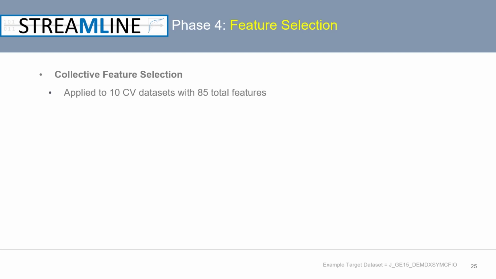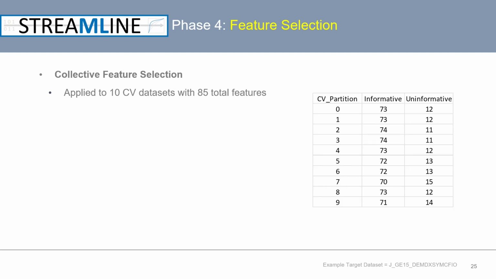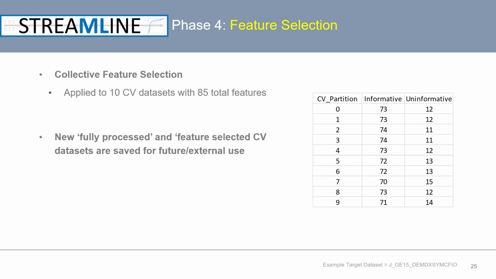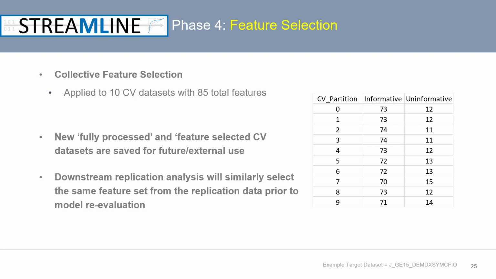Now let's take a look at the results of collective feature selection on our example obstructive sleep apnea dataset. In our example study, collective feature selection was applied to 10 cross-validation datasets, each with 85 total features. STREAMLINE automatically generates this table, identifying the number of features that were deemed informative versus uninformative within each cross-validation partition. In this case, the number of informative features is the total number of features that will be passed onto machine learning modeling within each cross-validation partition. Similar to earlier, new fully processed and feature-selected cross-validation datasets are saved for future or external use. And downstream replication analysis will similarly select the same feature set from the replication data prior to model reevaluation.